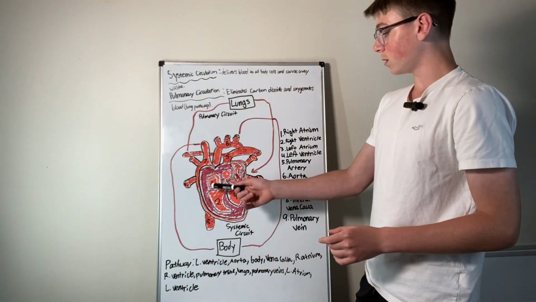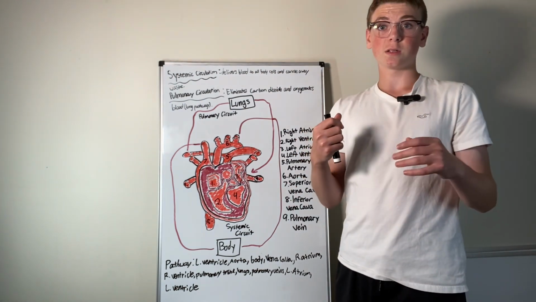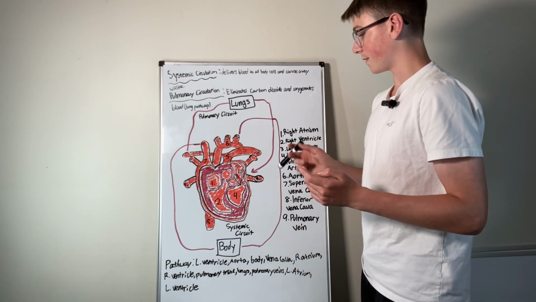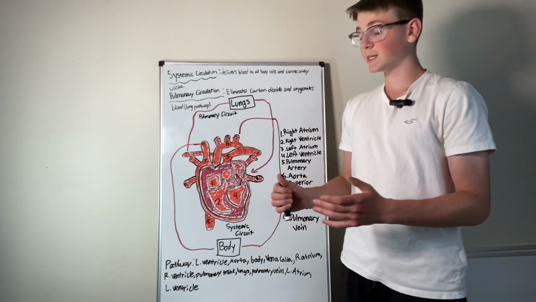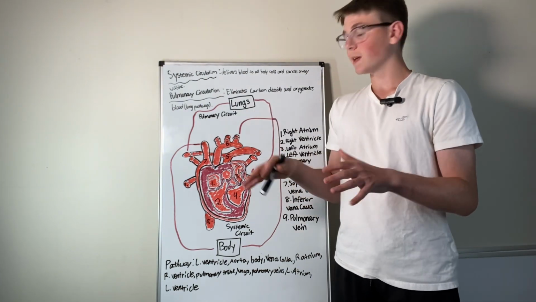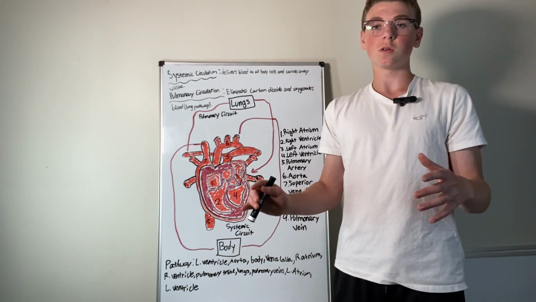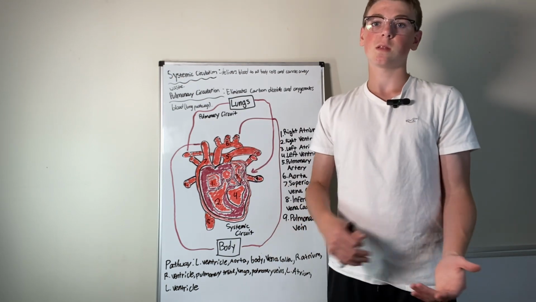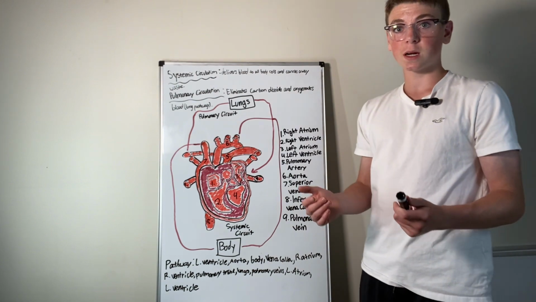So over here is the right atrium. The heart is divided into 4 chambers, which are the right and left atrium and the right and left ventricle. The atriums take in blood and then send it down to the ventricles, and the ventricles are really what pump the blood. They pump it to the lungs or they pump it throughout the body. So that's good. We got the 4 chambers out of the way.